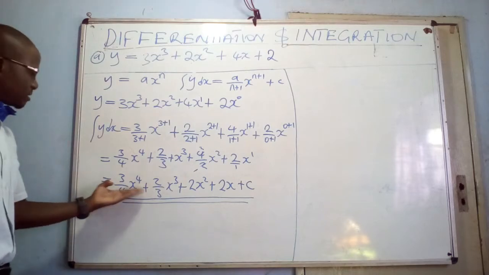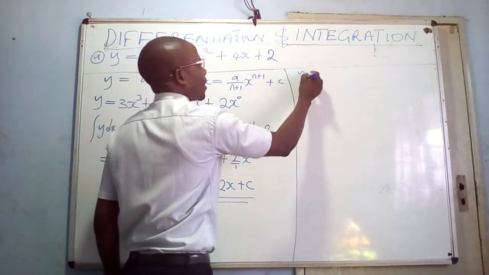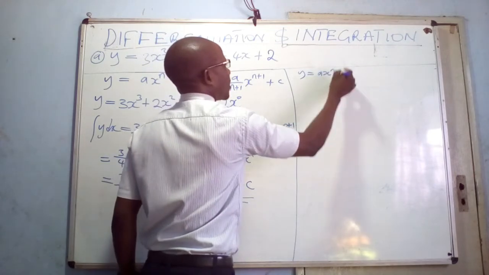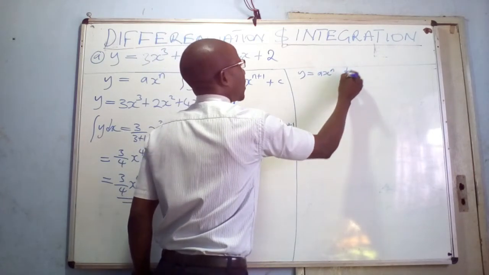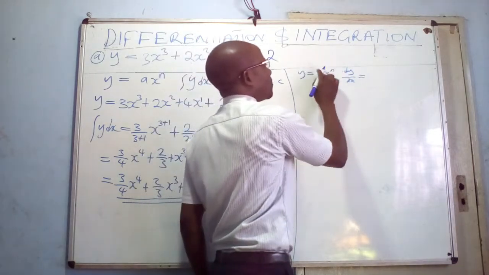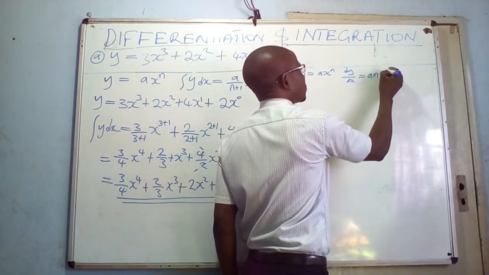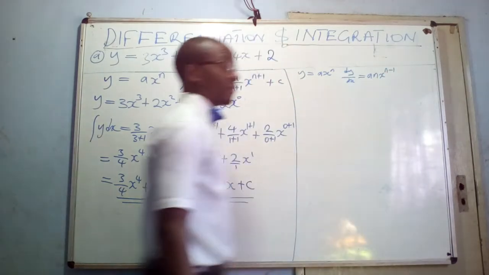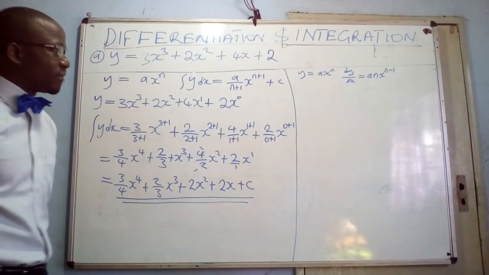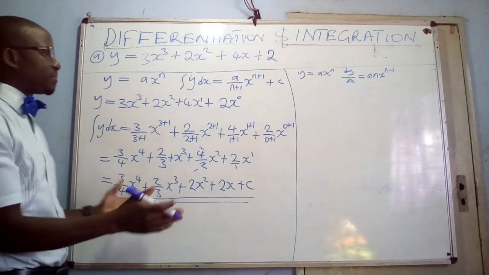To differentiate this with respect to x, when you are given a function y is equal to ax to the power n, it means that dy over dx is going to be equal to n multiplied by a, so it will be a n x to the power n minus 1. That is the formula we use for differentiation. So we are going to differentiate these terms with respect to x.